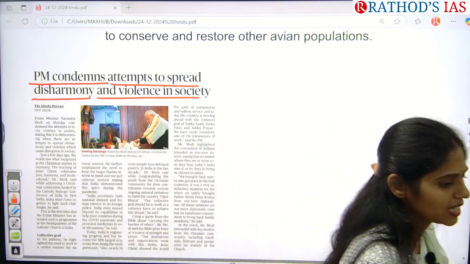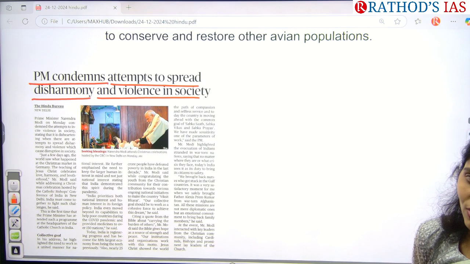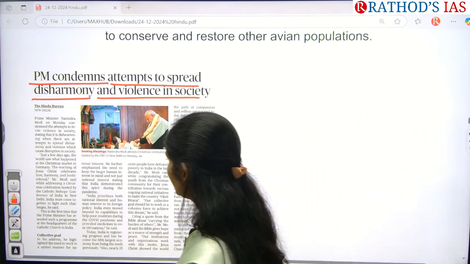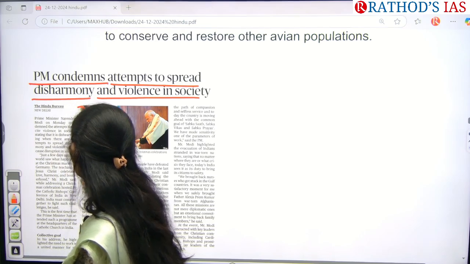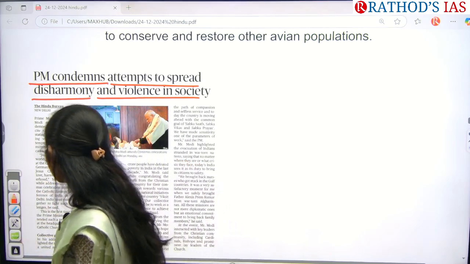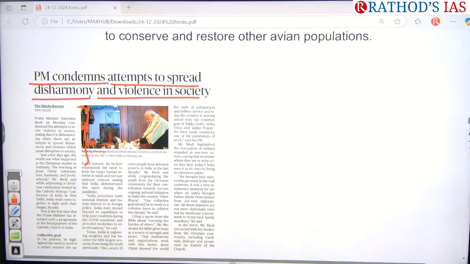Actually, secularism is seen highly in the news. You can expect a mains question regarding secularism. And tell me, what might happen? Due to Christmas? Christmas market. Yeah, what happened? In which country?